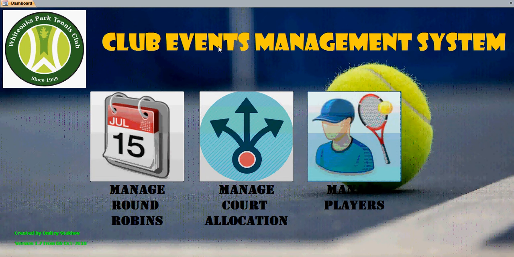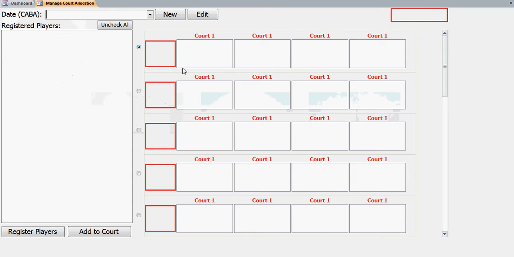Let's start with manage court allocation screen. When you open the form, first thing you see is drop down where there is a previous event, and normally you would start with creating a new event by pressing the new button, and this is what we're gonna do. Click new.